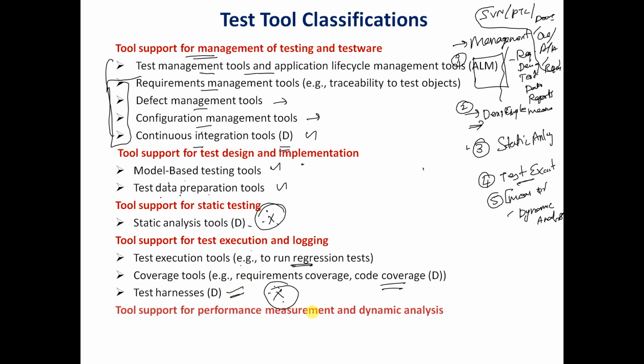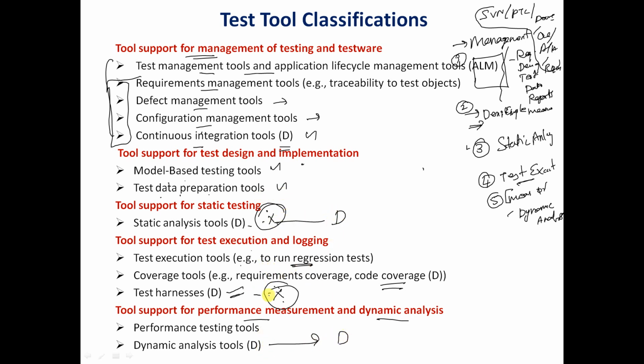And here finally is tool support for the performance measurement and dynamic analysis. It is performance testing tool and dynamic analysis tool. See here, static analysis tool is for the developer. Here, dynamic analysis tool is for the developer. Test harness is for the developers, and code coverage is for the developers. And finally, continuous integration tool is for the developers. So these five are for the developers. You have to remember. Also, you should remember the complete structure.